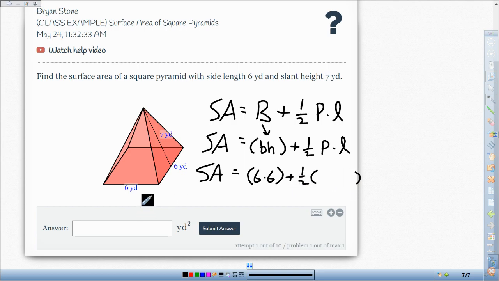That's adding together all of the sides of the base. A square has 4 sides, and all of them have the same measure. So 6 plus 6 plus 6 plus 6. And then times the slant height. Remember, the slant height is this value going up the side of your shape. So that's good, they gave it to us.